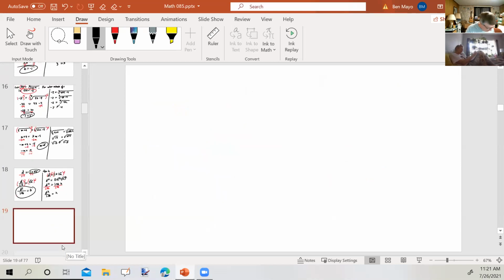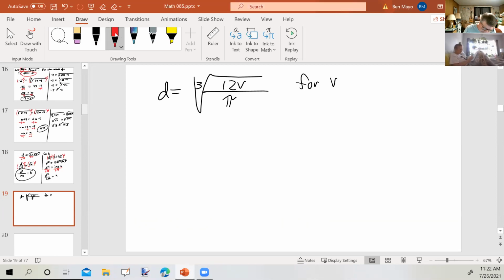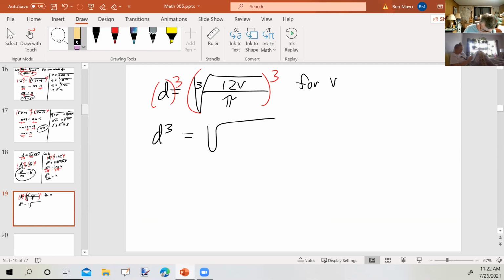Okay. Next example. D equals the cube root of the quantity 12v over pi, and we are to solve for v. Well, we just have one radical term. It's already isolated. So my next move is going to be to cube both sides of the equation. So d cubed equals, whoops, I don't need a square root, there's a cube root symbol, equals 12v over pi. I'm trying to solve for v.